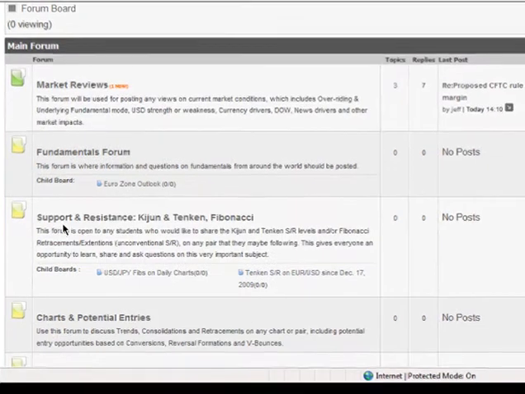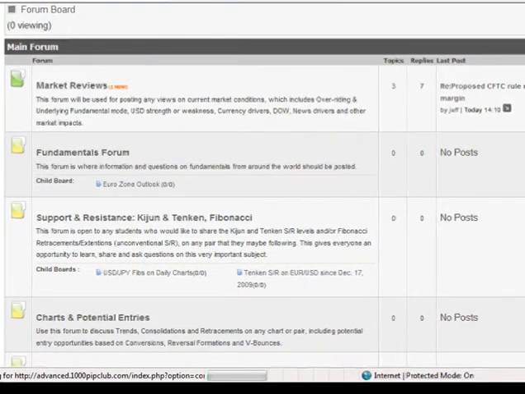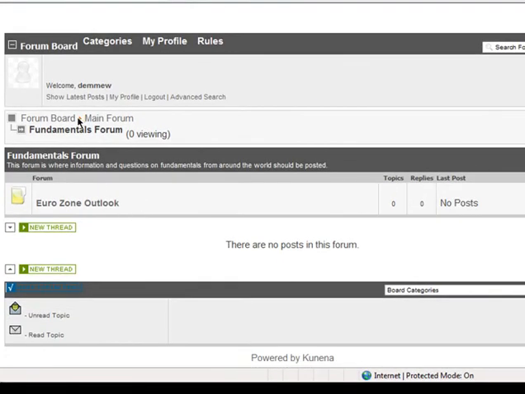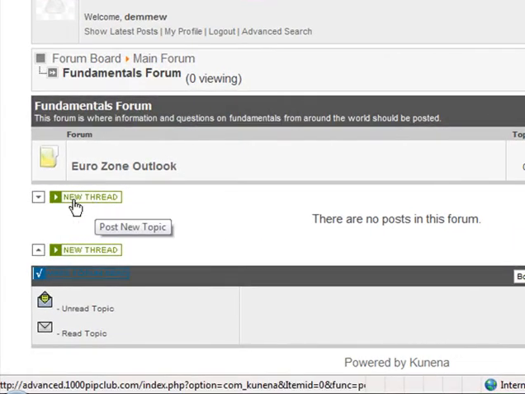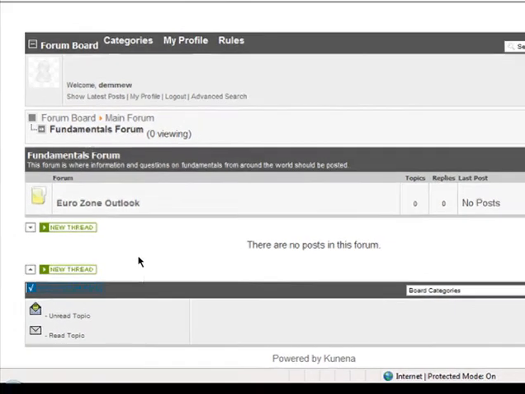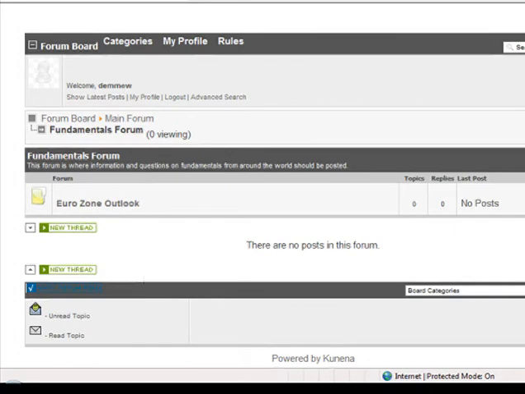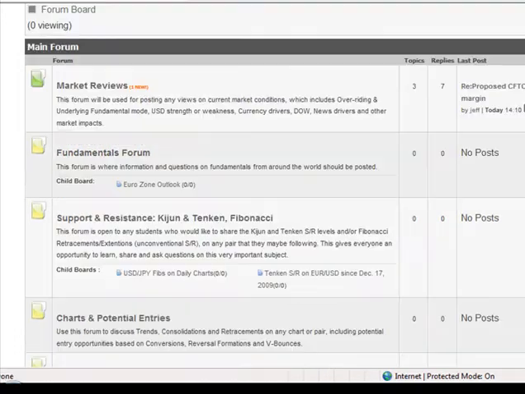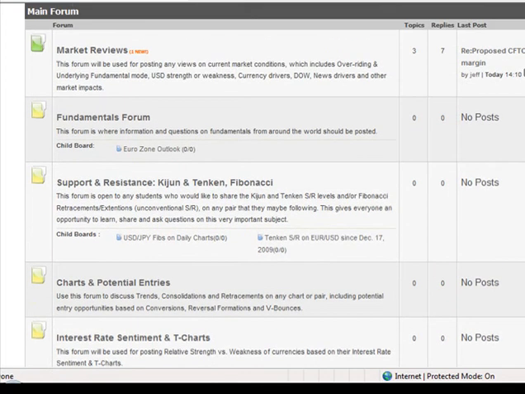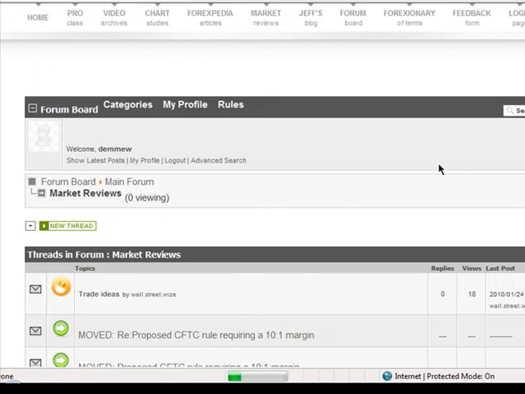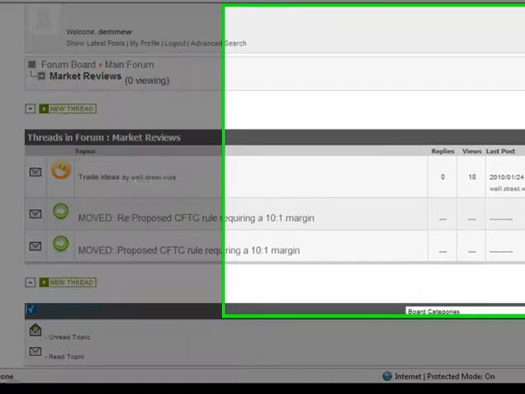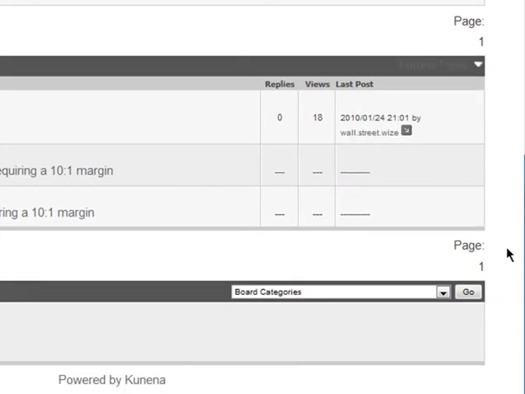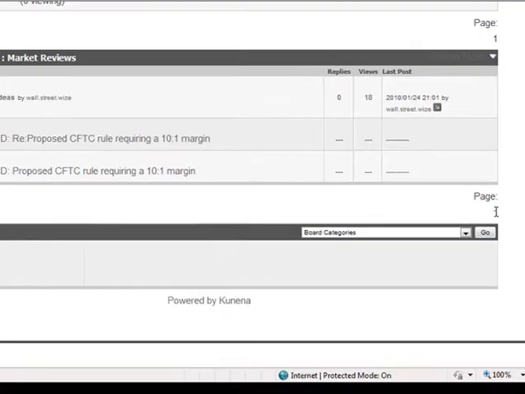So you can see if we go to fundamental forums here, underneath the fundamental forum we've got the Eurozone outlook and an option to put a new thread. Or if you want to put another thread somewhere else under the main forum, you can do that as well. Right now, this particular item was put under the market reviews because there was no general announcements or general market issues forum out there, which we're working on.